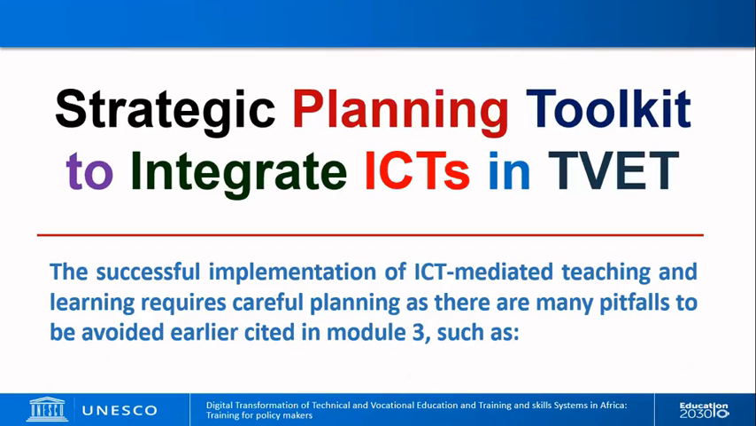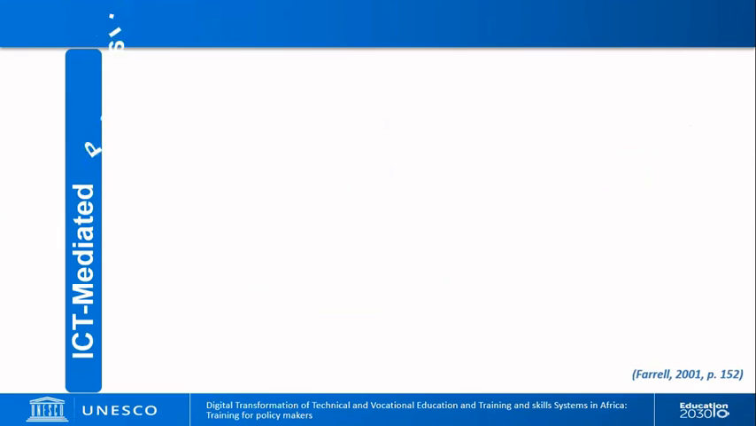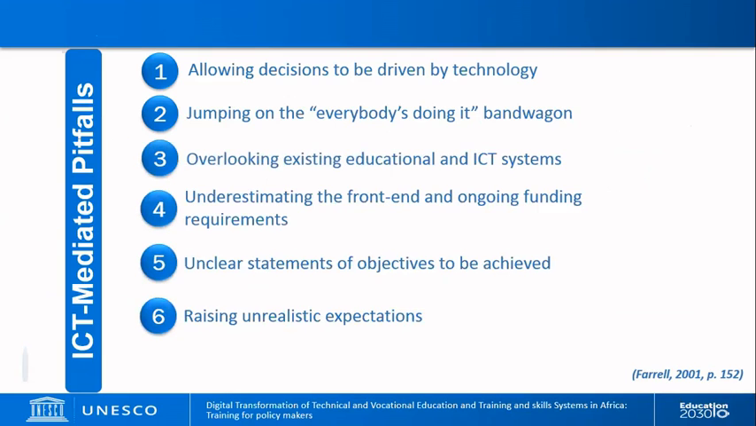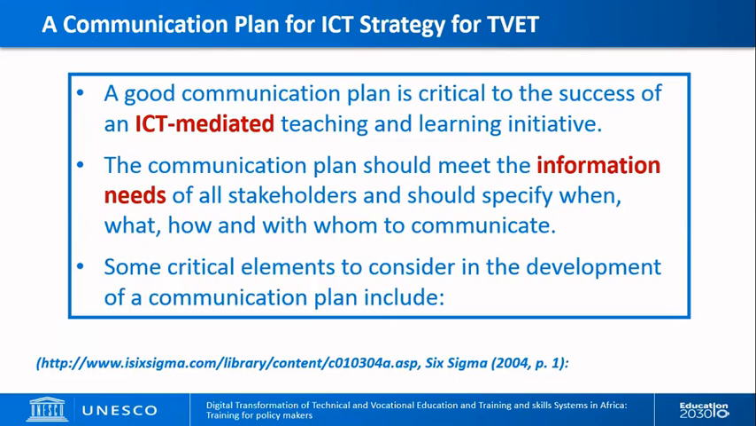Now, there is a strategic planning toolkit, and the toolkits must allow decisions to be driven by technology, and not just jumping on the everyday bandwagon, which we have already expressed in Unit 4, which is the planning model for integration of ICT in TVET. So I don't think there is any need for us to start going back to this.